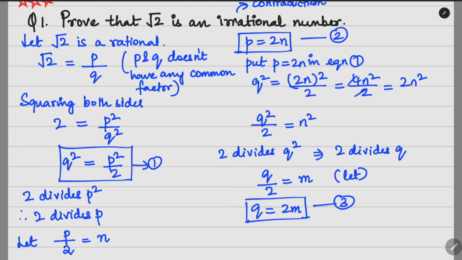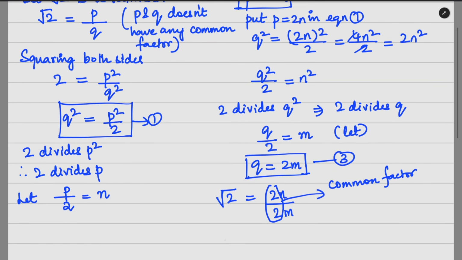Now according to our assumption, what did we assume? Root 2 to be p by q. And what is p? 2n. And what is q? 2m. Here we do have a common factor. Since the contradiction is because of the wrong assumption that we took, therefore root 2 is an irrational number.